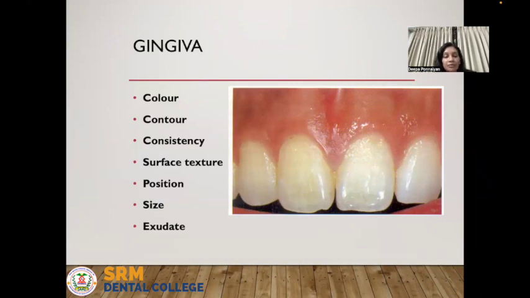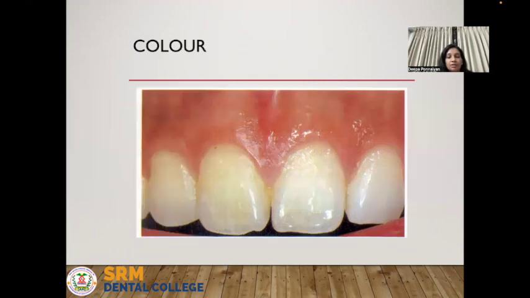Next, very important, we check the gingiva. That is part of the soft tissue examination. You need to check for the color, the contour, the consistency, the surface texture, the position, size, and if there is any exudate. So we all know the color of gingiva. The color of gingiva is usually coral pink.